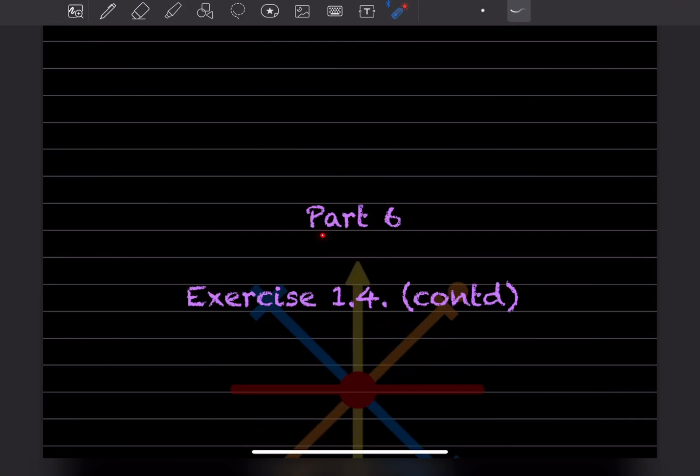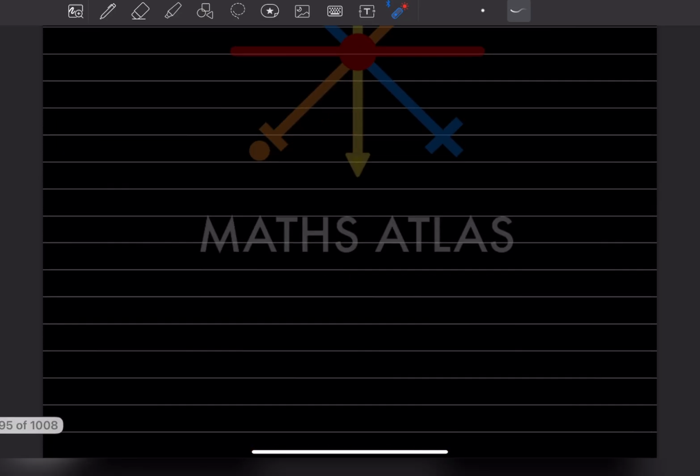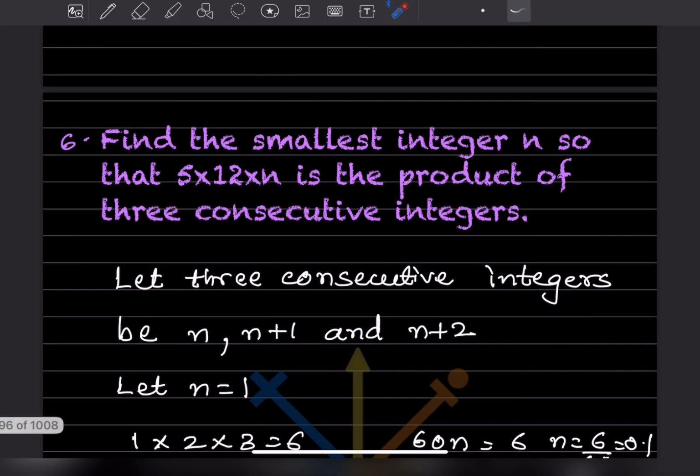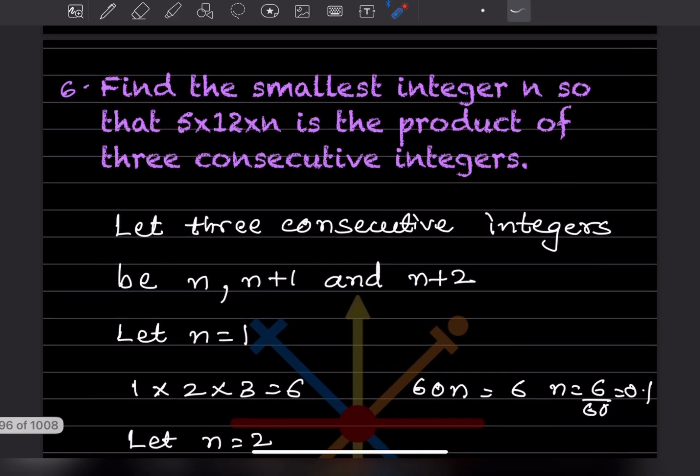So today we'll see part 6. In that we'll see exercise 1.4. We have already done some questions, so the remaining ones we'll do now. We'll start with question number 6.